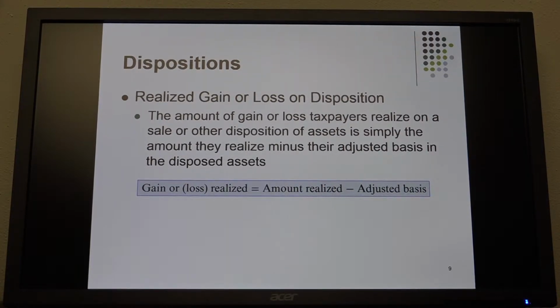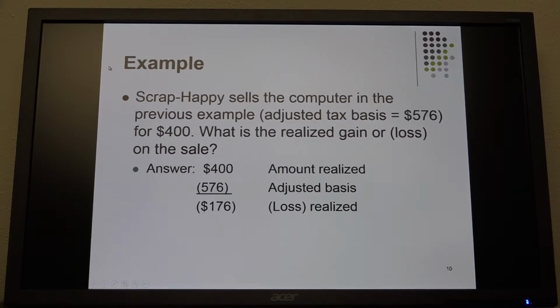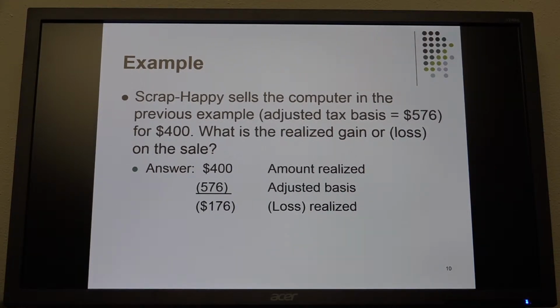And so figuring out the gain or loss is simply taking the amount realized and subtracting the adjusted basis at the time of the disposal of the assets. And so back to the example, this company sells the computer in the previous example. The adjusted tax basis is $576, sold for $400, and so what they're going to have is a loss of $176.